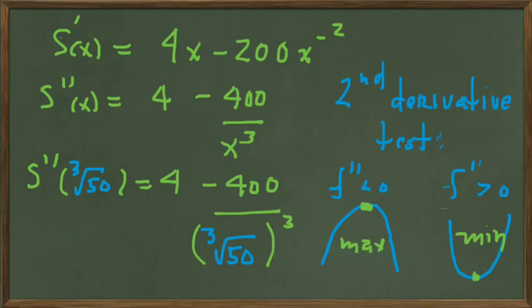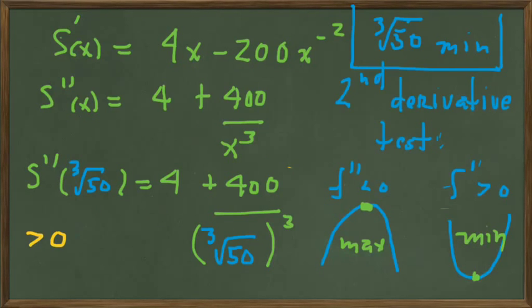So we plug the cube root of 50 into our second derivative. Notice I've corrected the sign here. This should be a positive sign here and here. And let's note that this term is always positive, and this term here is also always positive, and so our second derivative is positive as desired, and so at the cube root of 50 we have the minimum that we wanted to find.